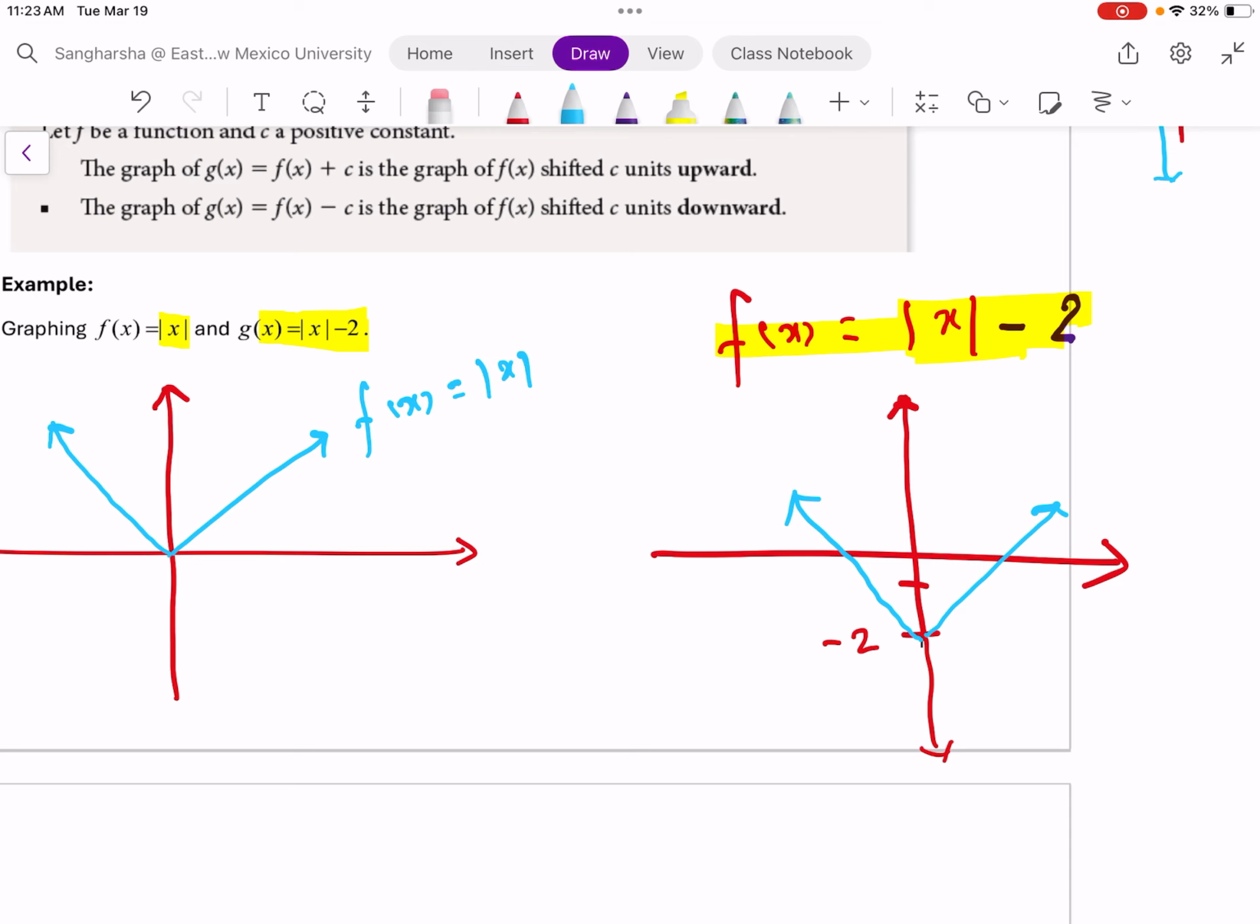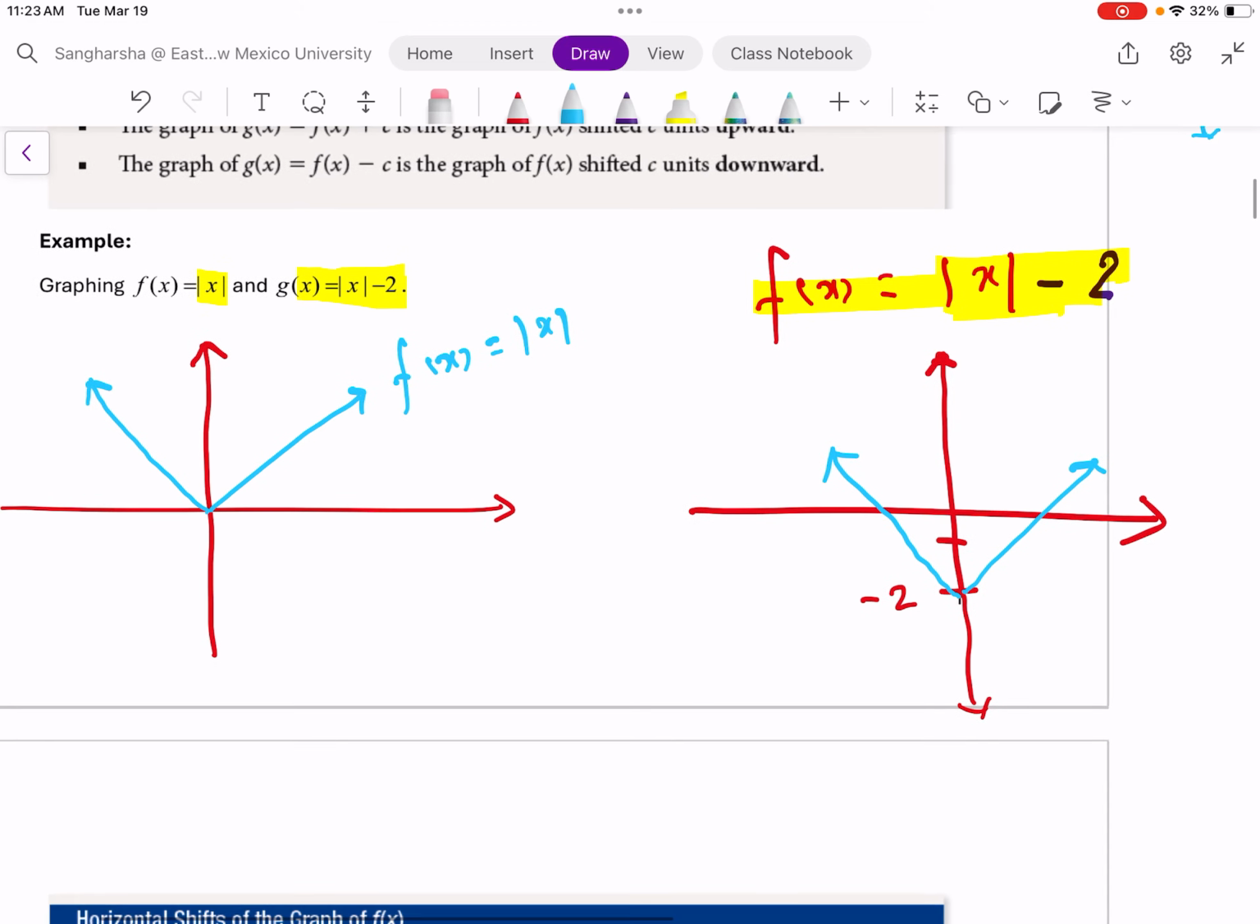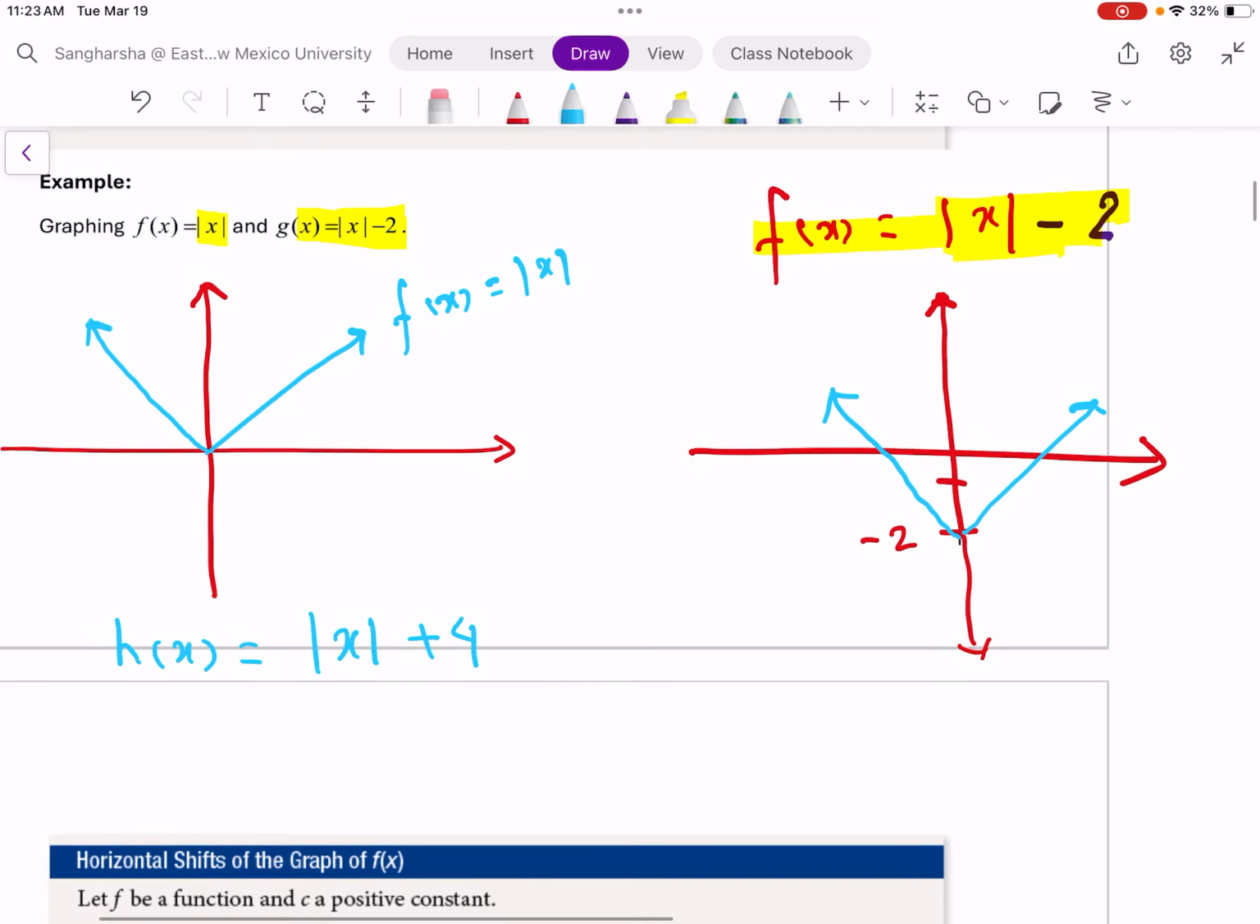Now, for the same function, what happens? Let me take a different function, h of x. h of x is absolute value of x plus 4. Now, we still have an absolute value function, right? Now, if we compare this absolute value function with this basic absolute value function, what difference do we have? 4 has been added, right? So if you add 4 to your basic function, we get this h of x.